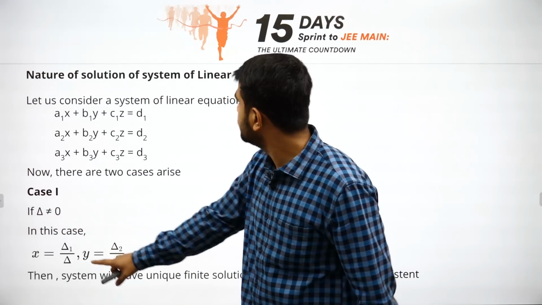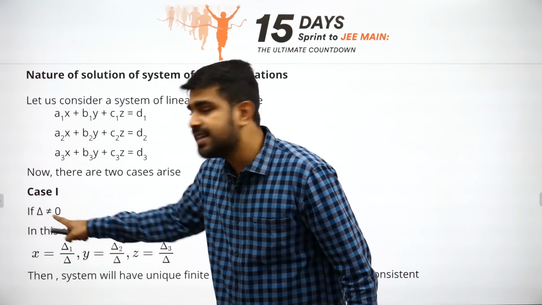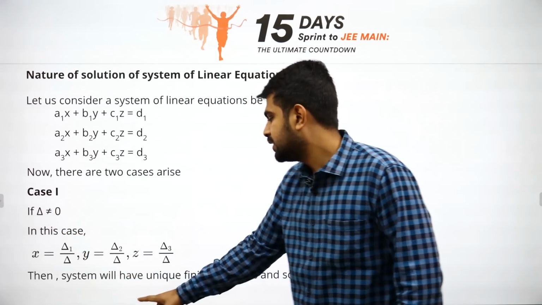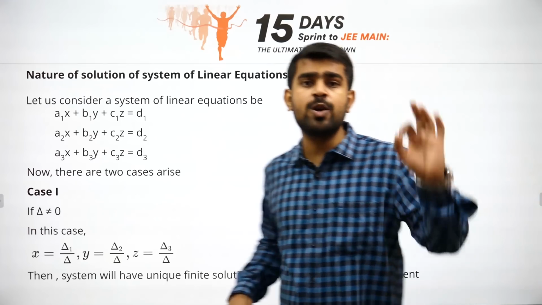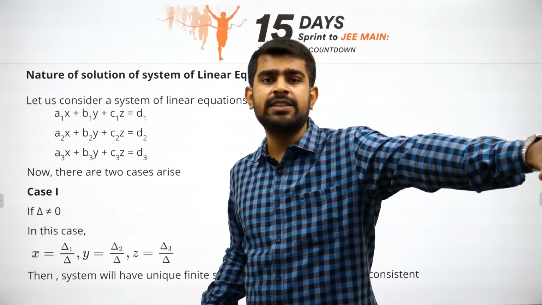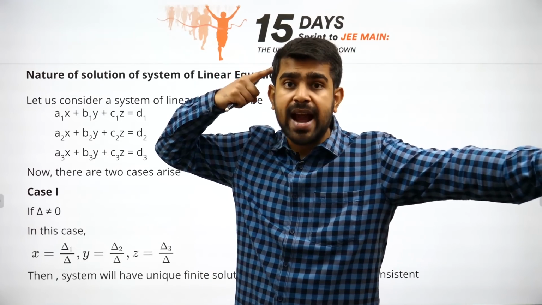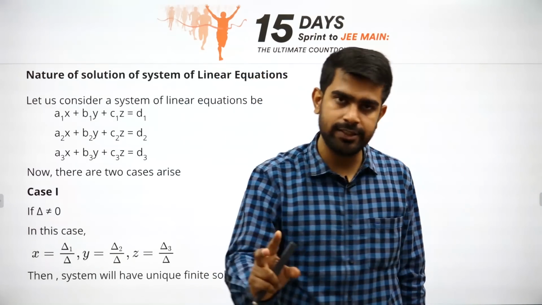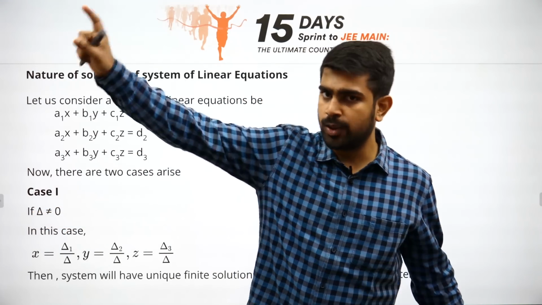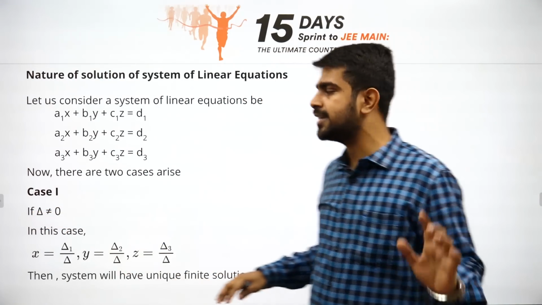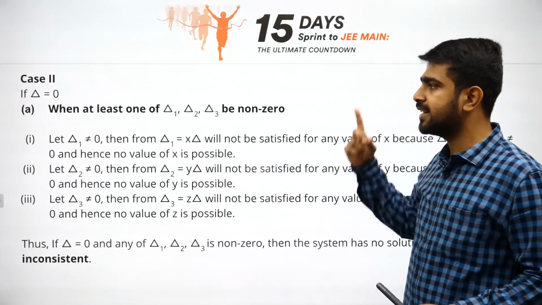Case 1 is nothing but delta is not equal to 0, then the system will have a unique solution. So if they give you a question saying this system has a unique solution, immediately it should strike you that delta is not 0. As simple as that. So whenever they say unique solution, delta is not 0. Okay, guys. So now we will move on to the second case.